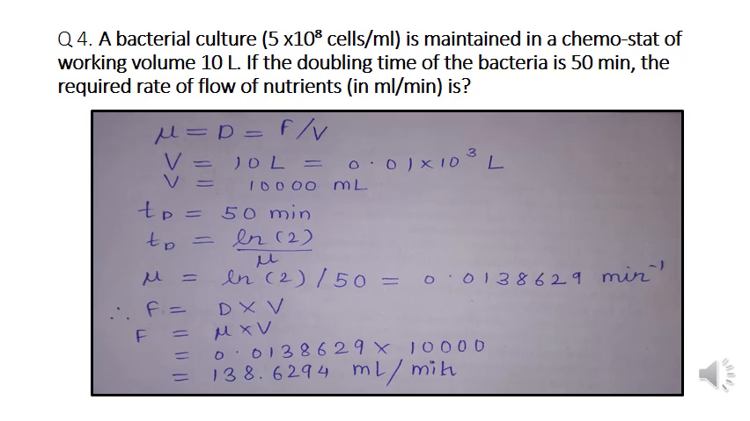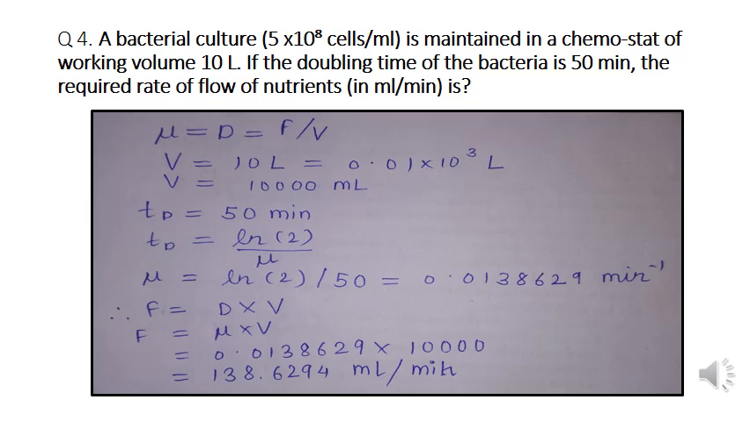The next thing you have to find out is D, but you know that D is equal to mu. So you have to find mu, the specific growth rate, from the doubling time. The relation of the doubling time with the specific growth rate is TD, the doubling time, equal to ln 2 upon mu. So mu comes out to be 0.0138629 minute inverse. Keep in mind that the unit of mu is time inverse, and the time here is minute, so minute inverse.